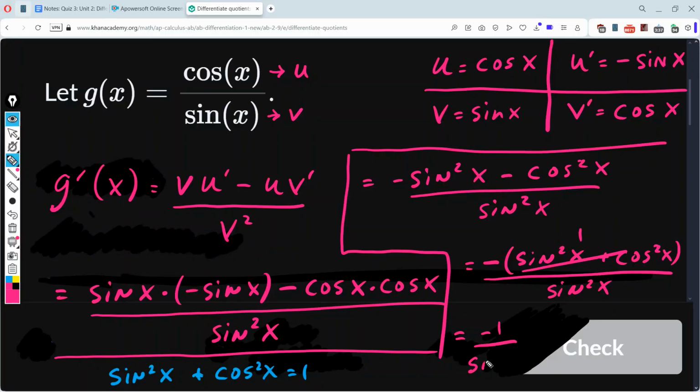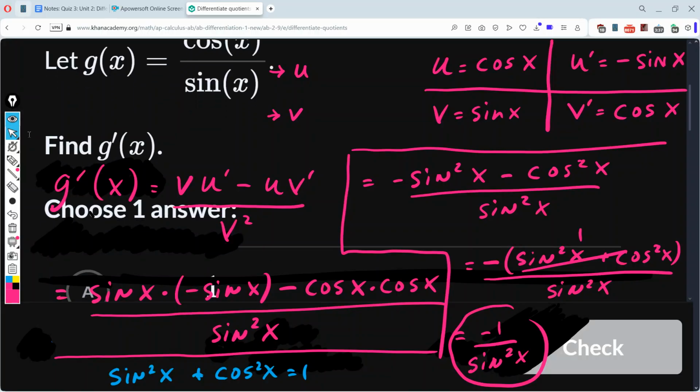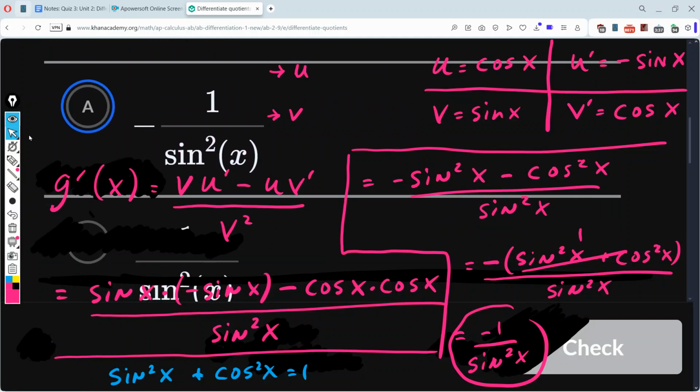All right, hopefully that's one of the answers. I cannot see it being in a simpler form than that right there. That's about as simple as it gets. All right, negative 1 over sine squared. And we got it. Answer A right here. Negative 1 over sine squared.